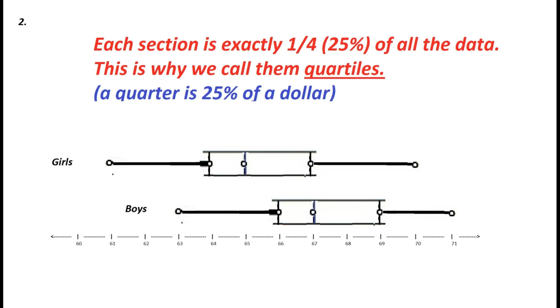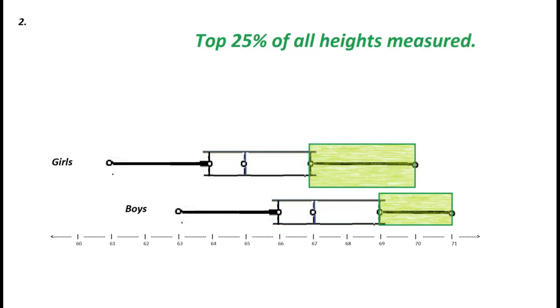So there we go. That's the top 25% I was just talking about. Apparently I have one of my pictures out of order, but that's all good. So we have 4 sections. Each section includes 25% of all the heights measured. For the boys, the top 25th percentile is from 67 to 70, and for the girls, the top 25th percentile is from 69 to 71 inches.